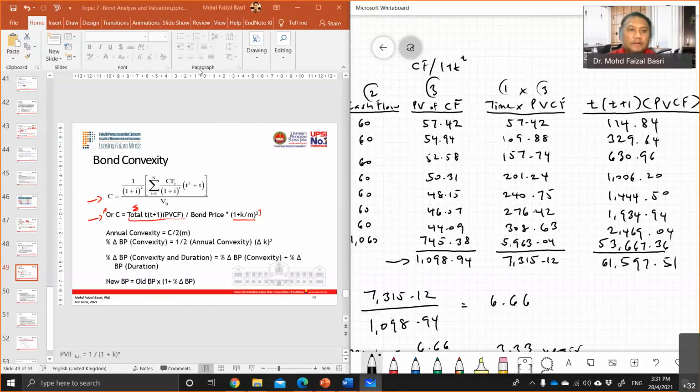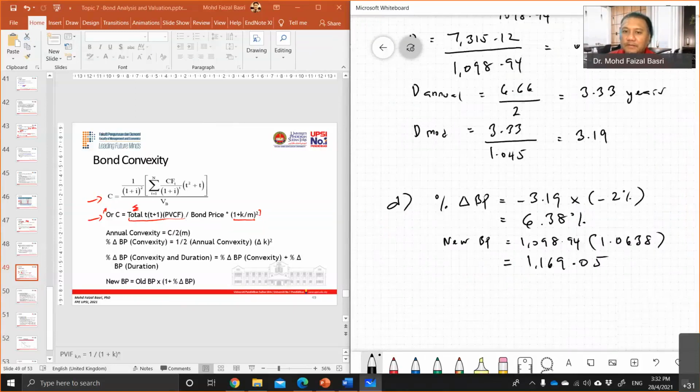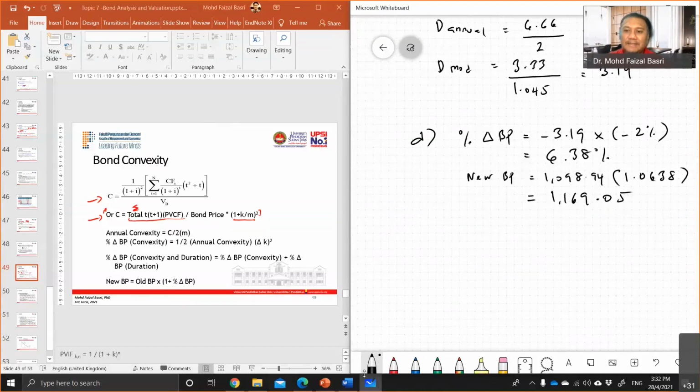Alright, thank you. If there is any discrepancy or argument, let me know, or I assume this is correct. The one that we've got here is actually the numerator. So to find the convexity, in this case is C, to find the convexity.